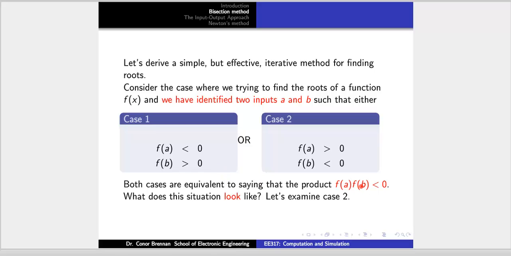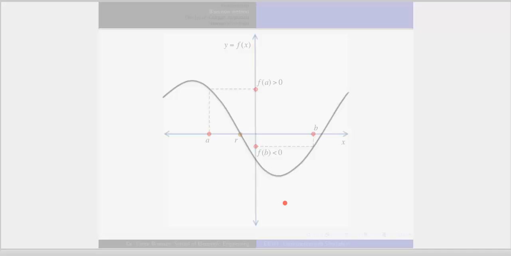So both cases here are equivalent to saying that the product f of a multiplied by f of b is negative. Either this is negative and this is positive, or this is positive and this is negative. Either case, the product f(a) f(b) is negative. So if we can find a and b such that the product f(a) f(b) is negative, a and b bracket a root. Well, what do we mean by bracket?